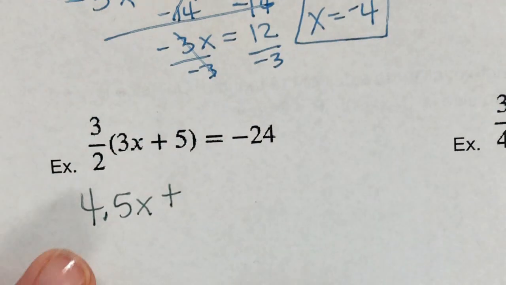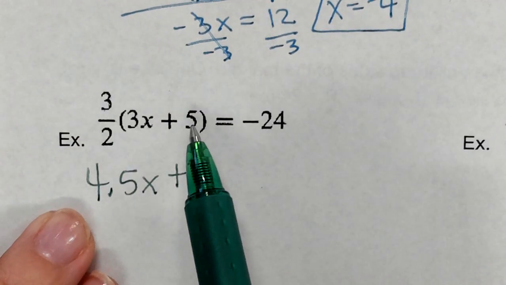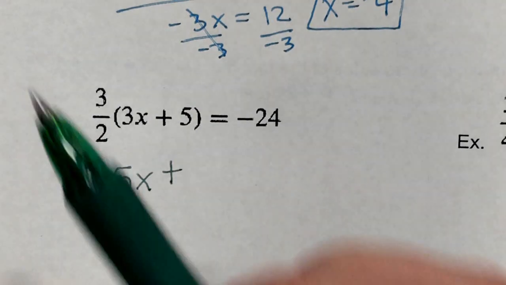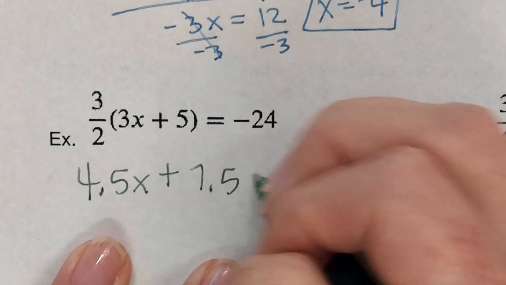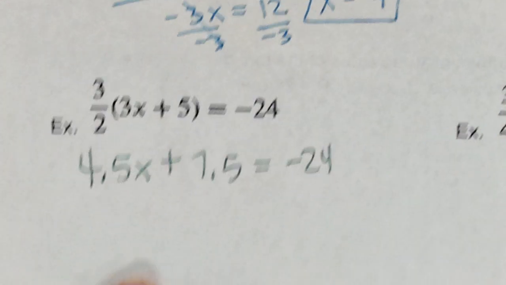Plus, let's do this one in our head. 3/2 times 5, I multiply straight up. Cross, 3 times 5 is 15. 15/2. What is 15/2 as a decimal? Go down a digit, because it's an odd number, right? So from 15, go down to 14. What's half of 14? 7. So then just add a 0.5. So 7.5 equals -24.